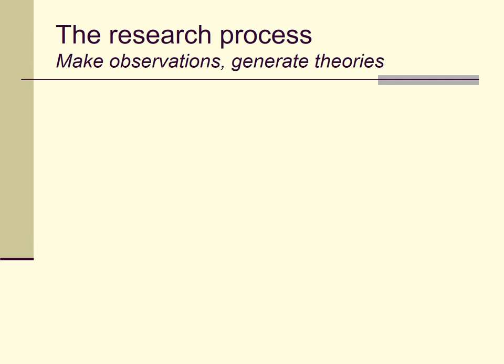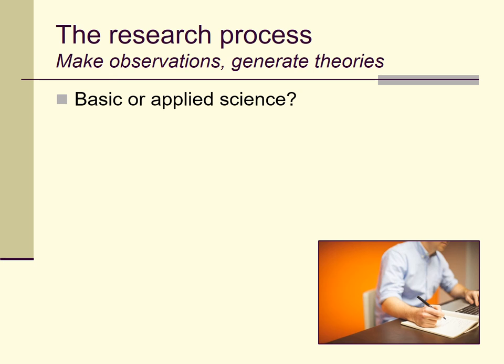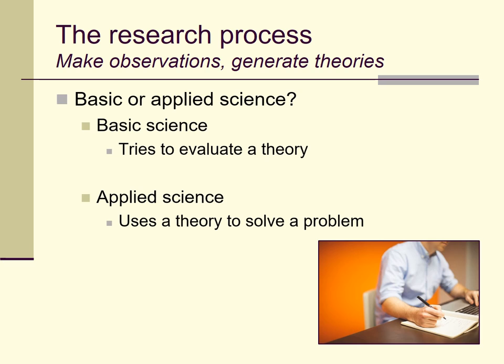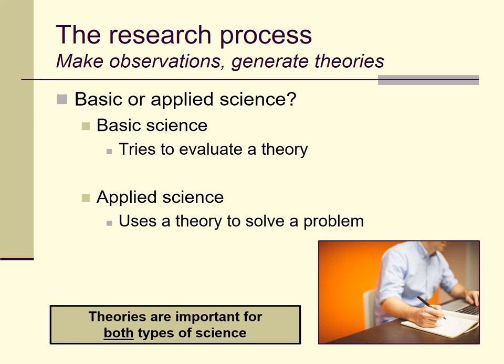That's our theory. Now, at this point, we might ask, are we doing basic science or are we doing applied science? You may be familiar with this distinction from other classes, but if not, here's a quick review. Basic science is research that's done to evaluate the validity of a particular theory, to help us decide if this theory is a relatively accurate representation or explanation of a phenomenon or not. That's distinct, at least somewhat, from applied science. Applied science is research that's done where we're applying a particular theory to solve a problem or address a quote-unquote real-world concern. Now, I've said there's a distinction here. That distinction isn't always really sharp, and importantly, theories are important for both types of science.